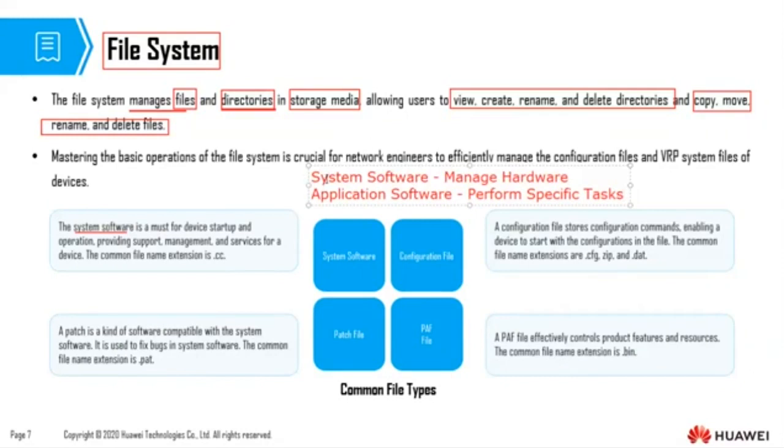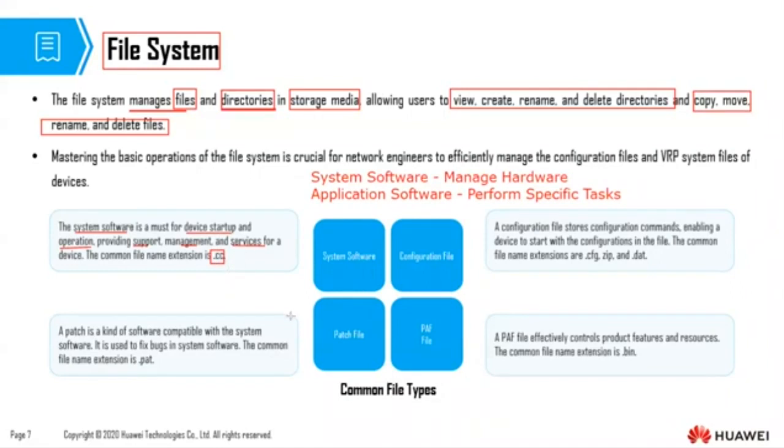Similarly, in Huawei devices, you'll have a system software, and that system software is what you're calling VRP, by the way. The system software will be used for the device startup and operation. It also provides support, management, and services for the particular device. Normally, the extension of a system software file ends with .cc. We're going to look at that in a short while.